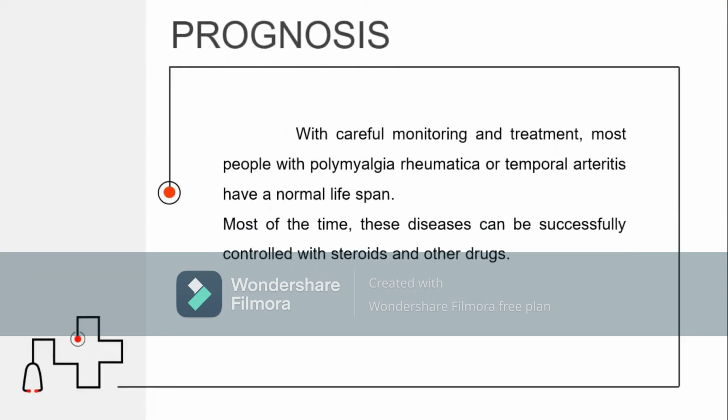Lastly, the prognosis. With careful monitoring and treatment, most people with polymyalgia rheumatica or temporal arteritis have a normal lifespan. Most of the time, these diseases can be successfully controlled with steroids and other drugs.